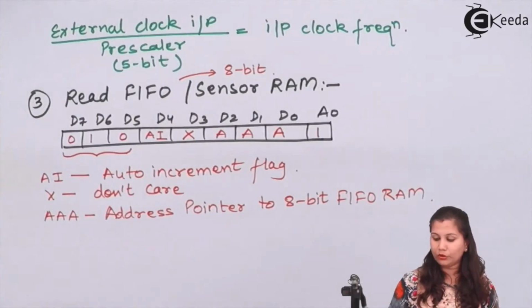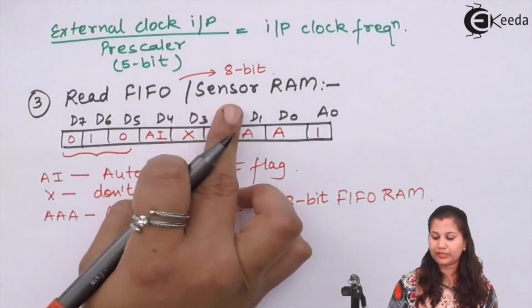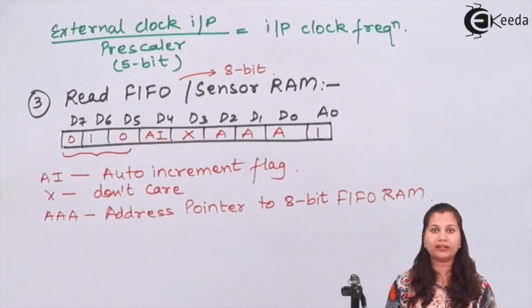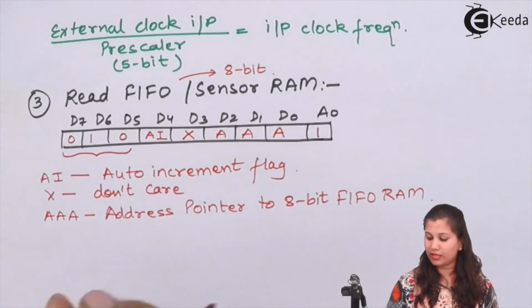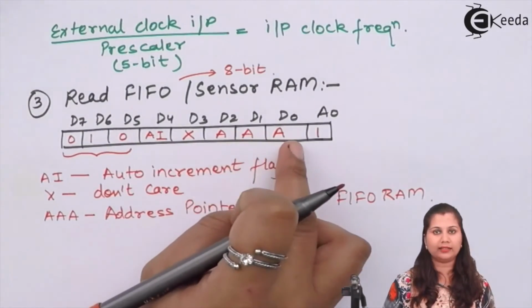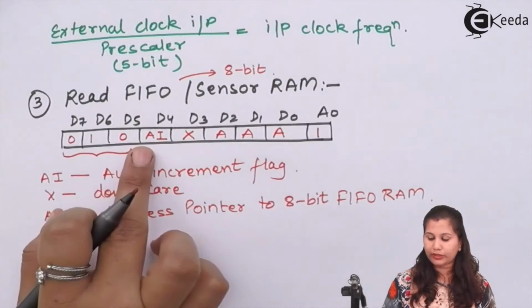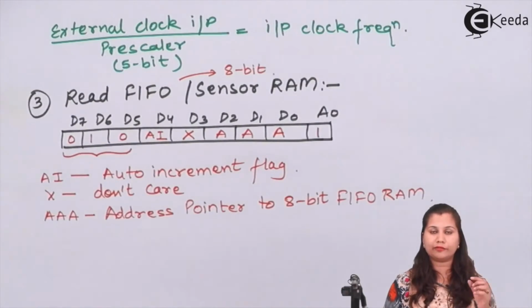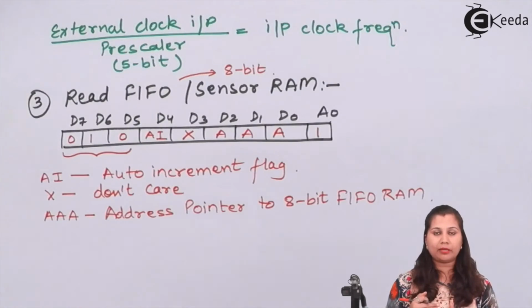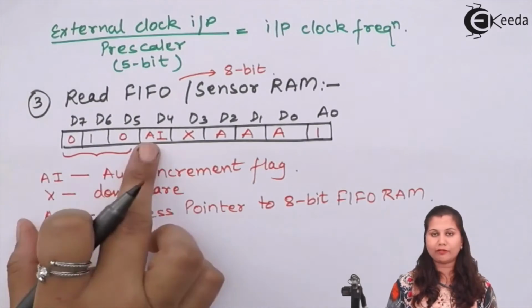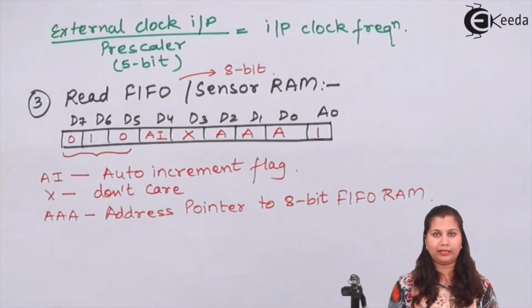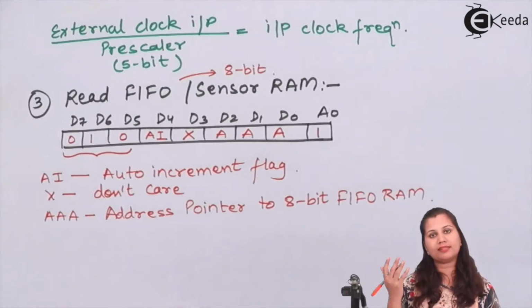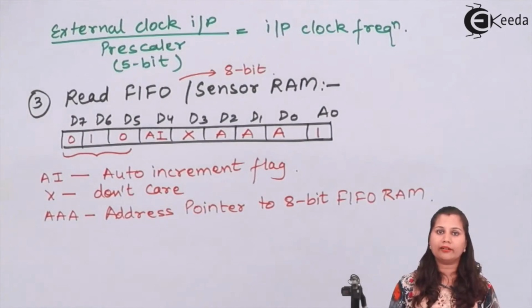Whenever we want to read the data from the FIFO or the sensor RAM, we provide the address of the memory location in D2, D1 and D0. And the auto increment flag means the first memory location we have read, then we want to read the second memory location. So with auto increment, the address will be automatically incremented so that the pointer will jump to the next memory location and then the second memory location will be read.